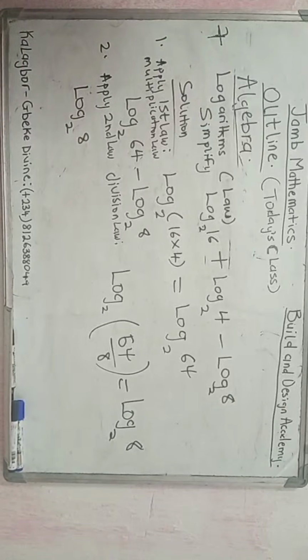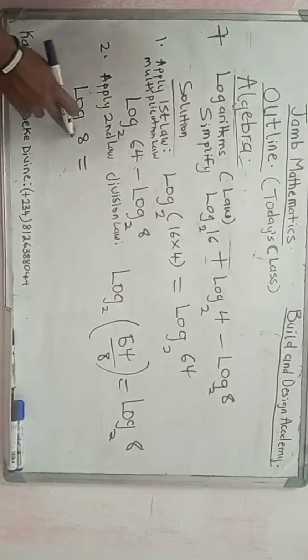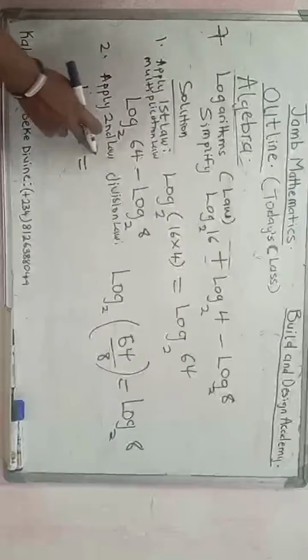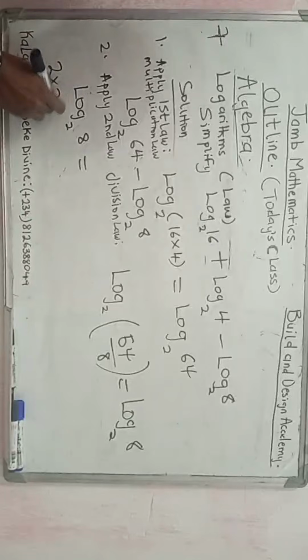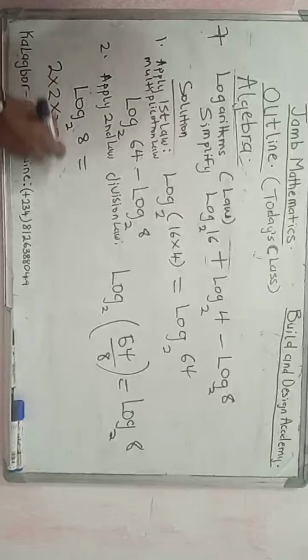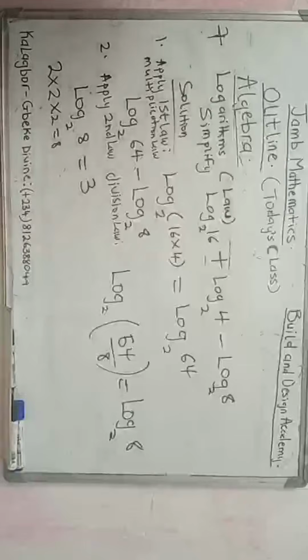But we're not done. Now you ask yourself, how many times will 2 multiply itself to get 8? Let's do that. 2 times 2 is 4. Times 2 is 8, right? So it's 3 times. So now our answer will be 3. So we are done with this question.